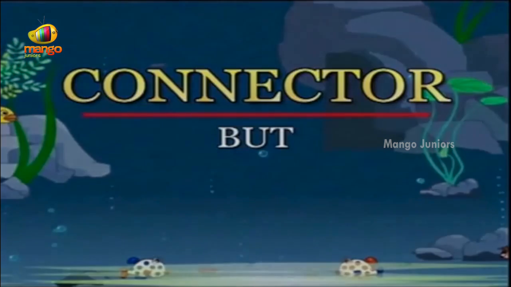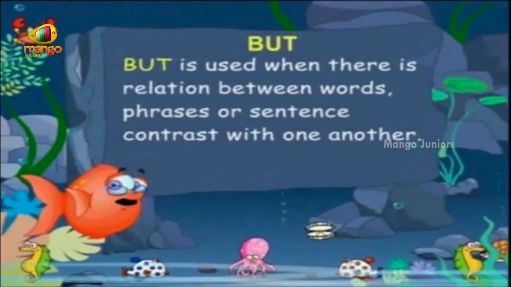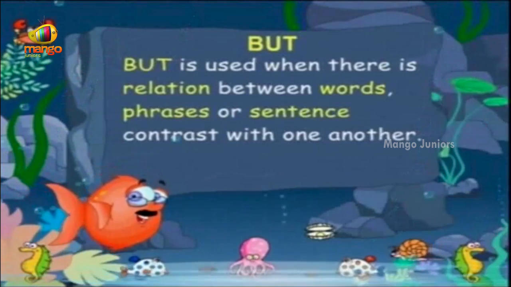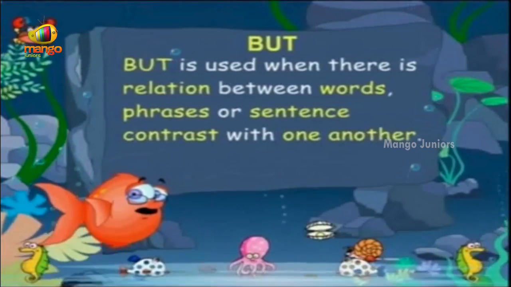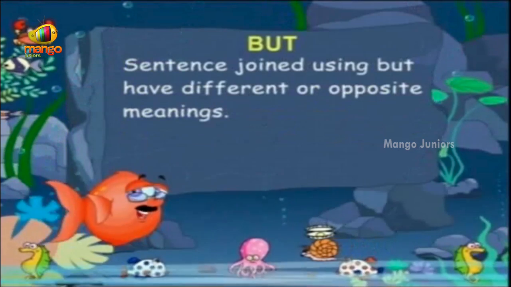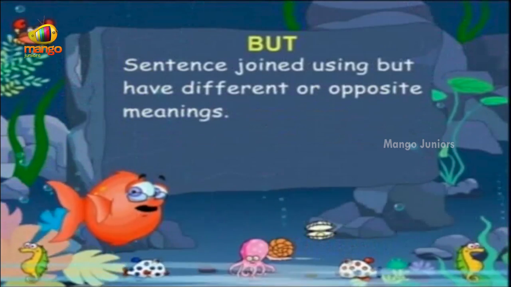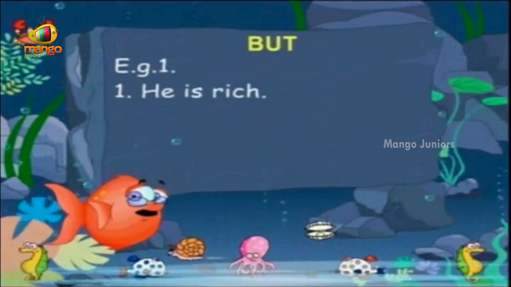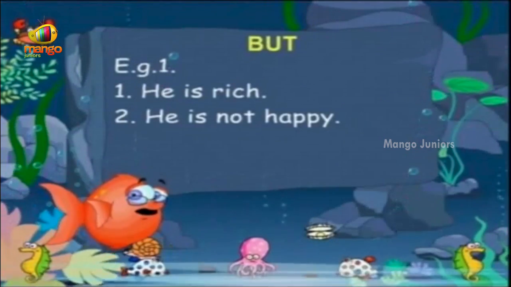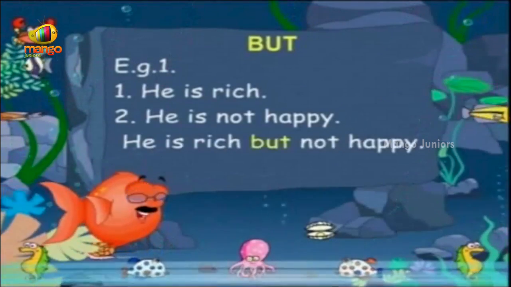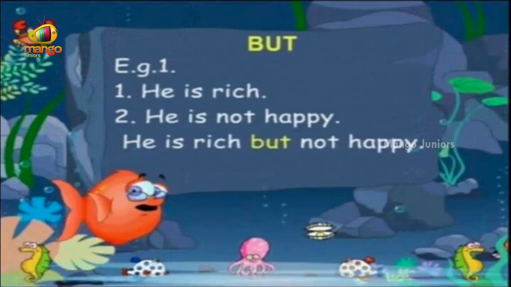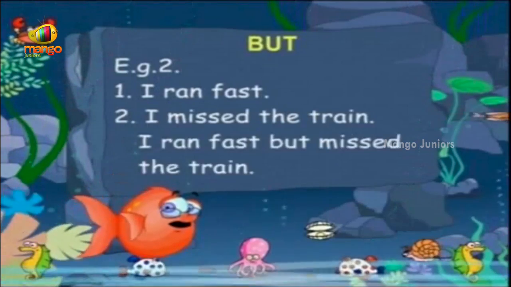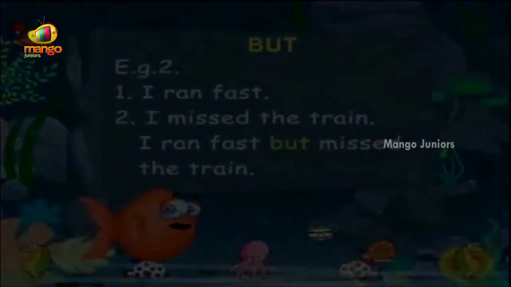The word but is used when there is a relation between words, phrases or sentences that contrast with one another. Sentences joined using but have different or opposite meanings. Example, he is rich. He is not happy. He is rich but not happy. I ran fast. I missed the train. I ran fast but missed the train.